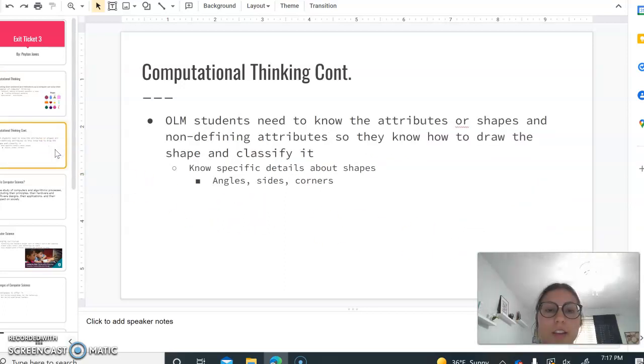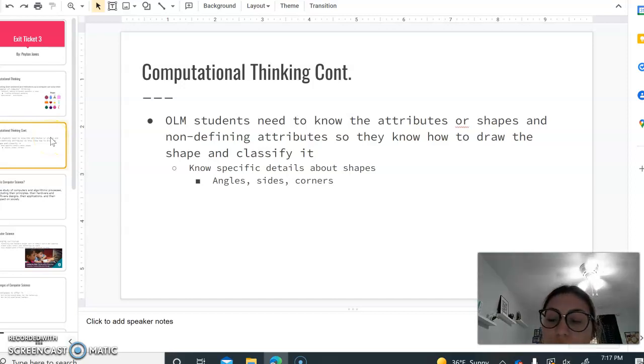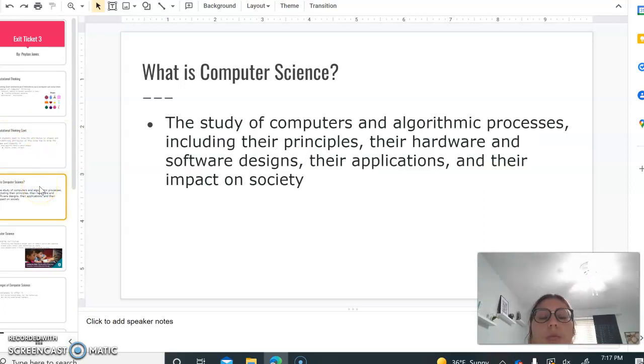On the online lesson module, students are learning about shapes and the defining and non-defining attributes. So if they know those, then they'll know how to draw the shape and be able to classify the shape based on the angles and the sides and the corners. And that also is how the computer has to have certain instructions on how to draw things or figure something out.